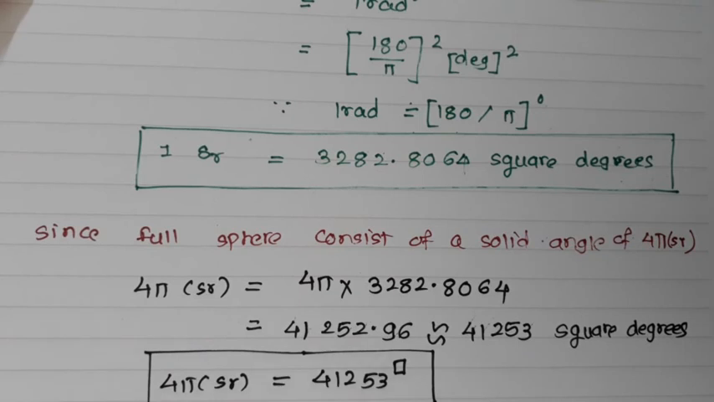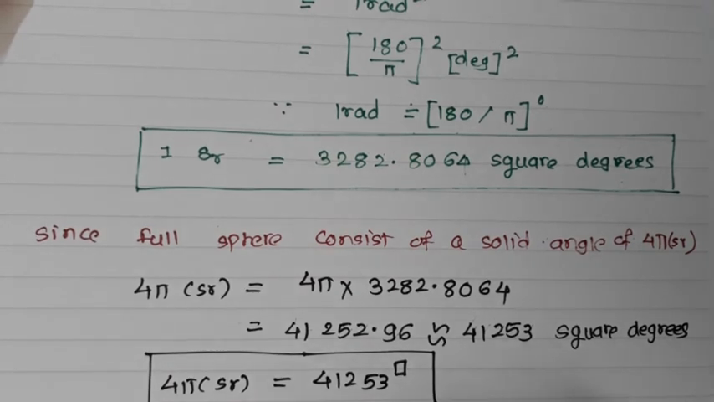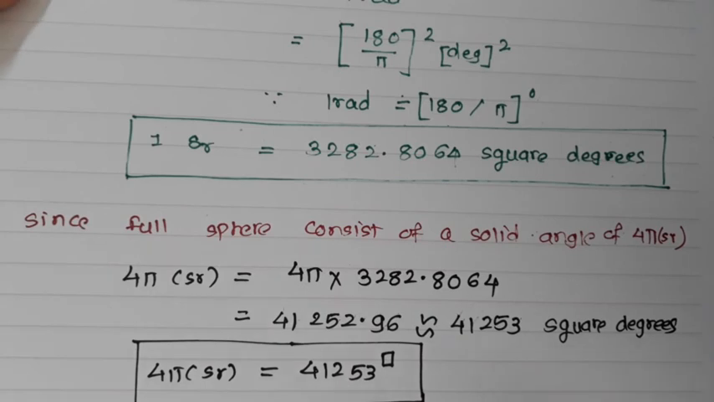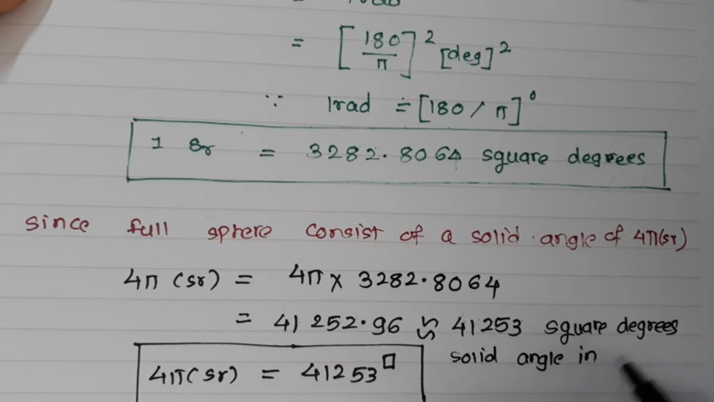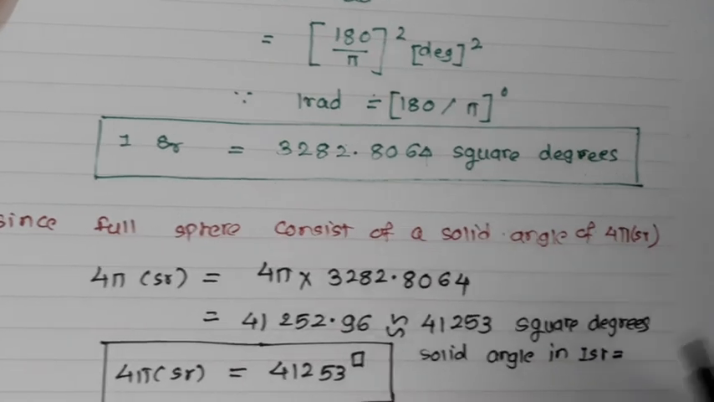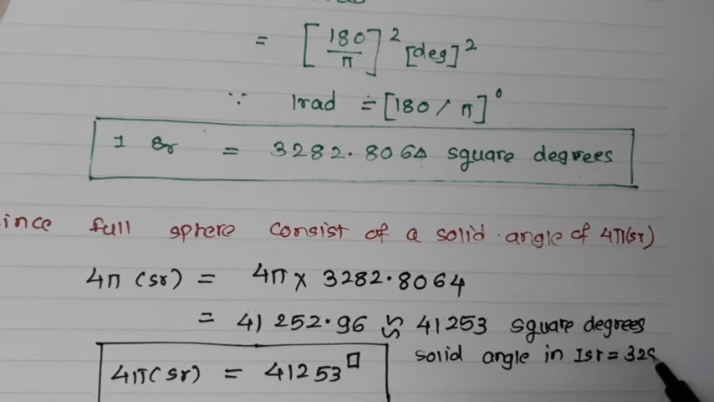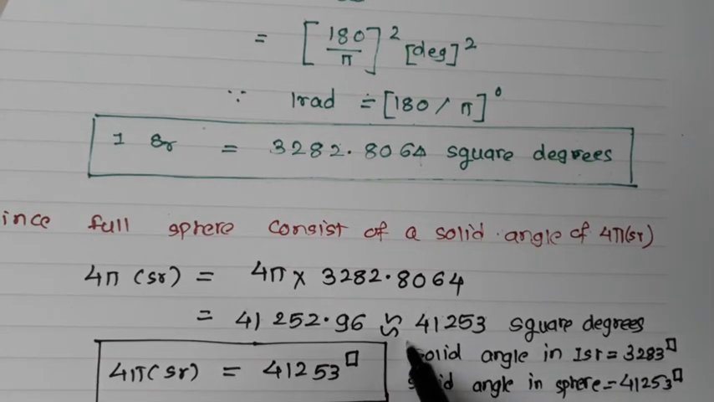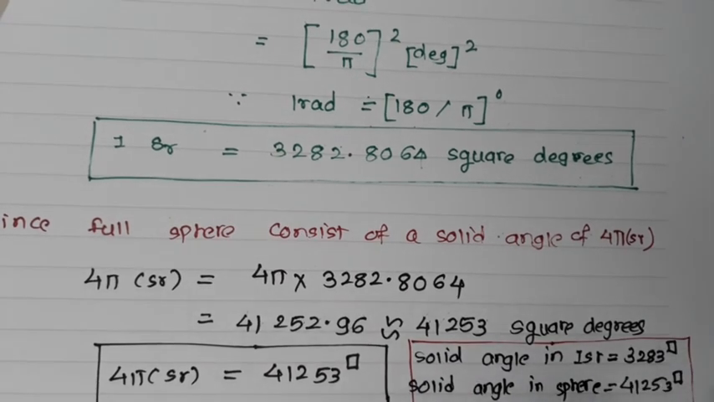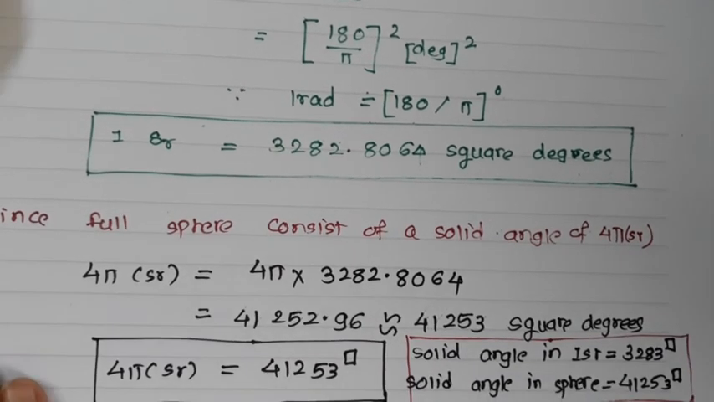I can just summarize the things over here. The solid angle in 1 steradian is equal to 3283 square degrees, and the solid angle in a sphere is equal to 41253 square degrees. So here we have seen the solid angle in 1 steradian and the solid angle in the sphere.